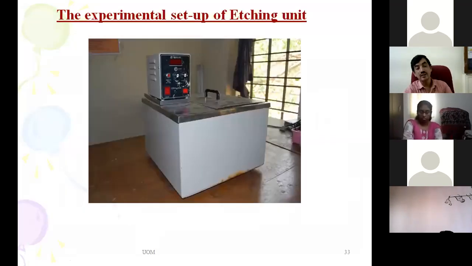These tracks produced are very small. They are of the size of atomic level, say 1 angstrom, 10 to the power of minus 10 meter. These tracks are not visible to naked eyes, even to the microscope or to any equipment. Therefore, the track size should be enlarged. It should be made into a bigger size.